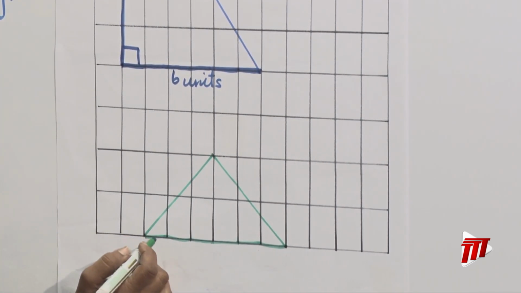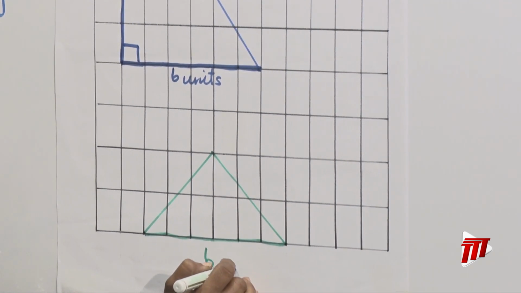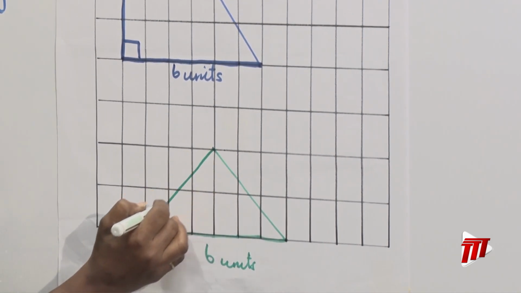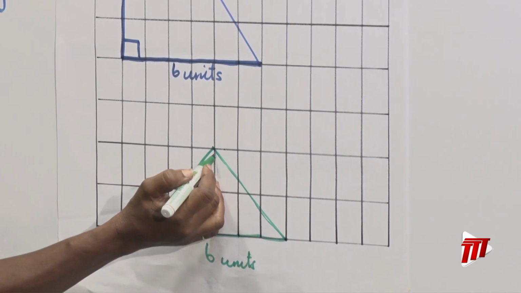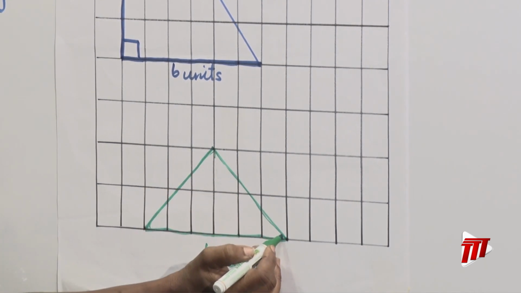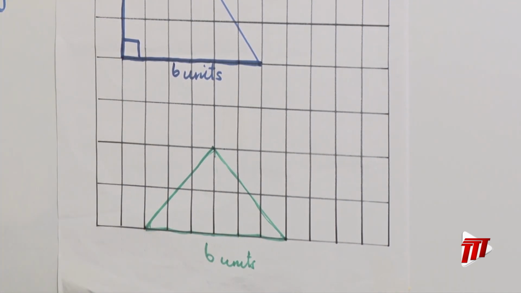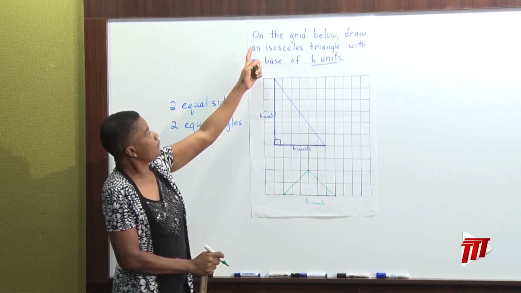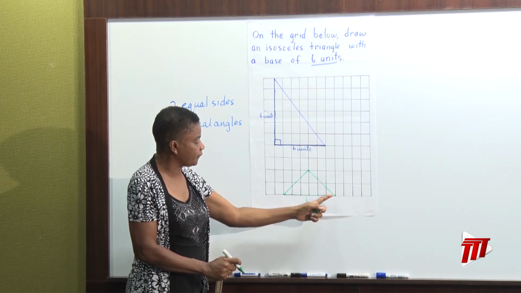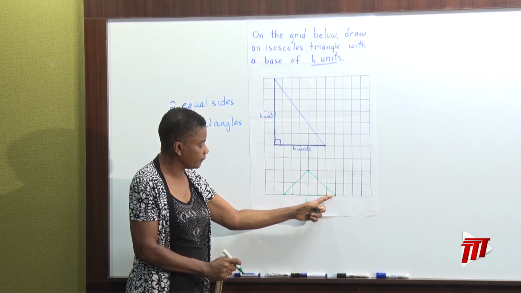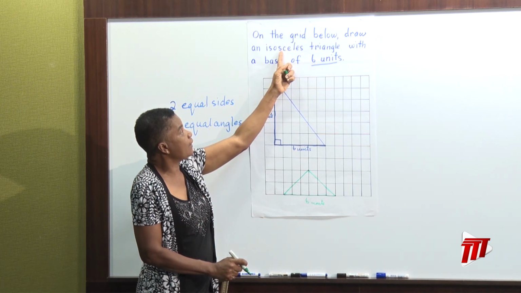Let's see. Is my base 6? 1, 2, 3, 4, 5, 6. Yes, my base is 6 units. Is this side equal to this side? What's the length here? This is 2 units. Is this length equal to this length? Yes, they are. So is this an isosceles triangle as well? Yes, it is. So boys and girls, remember, there's not only one way you can draw an isosceles triangle, you can also draw the isosceles triangle in this way. The only criteria you have to follow is that the base must be 6 and it must be isosceles.